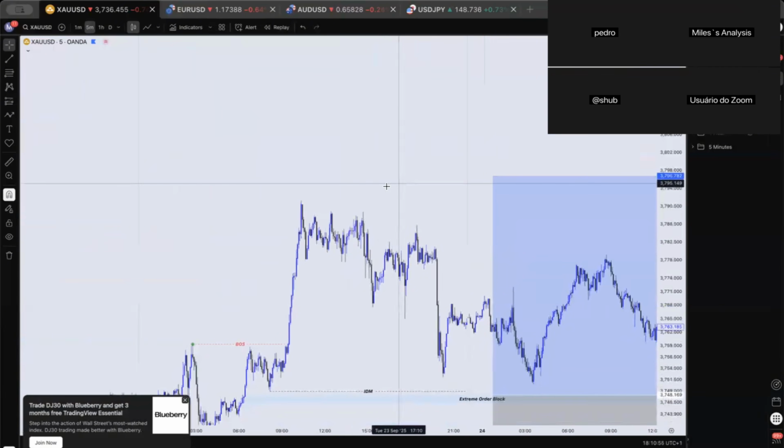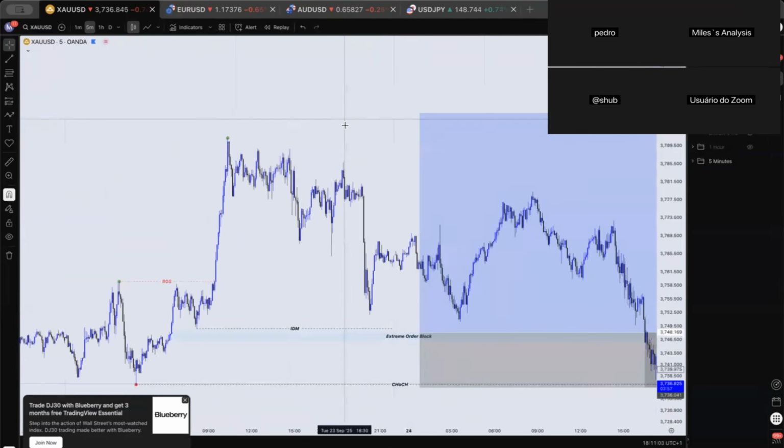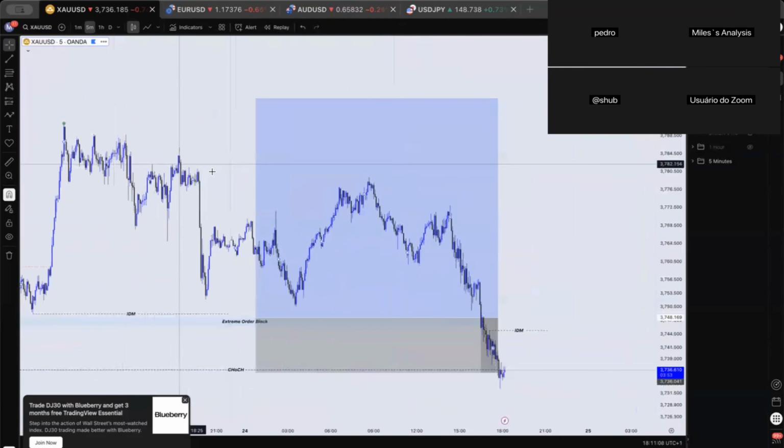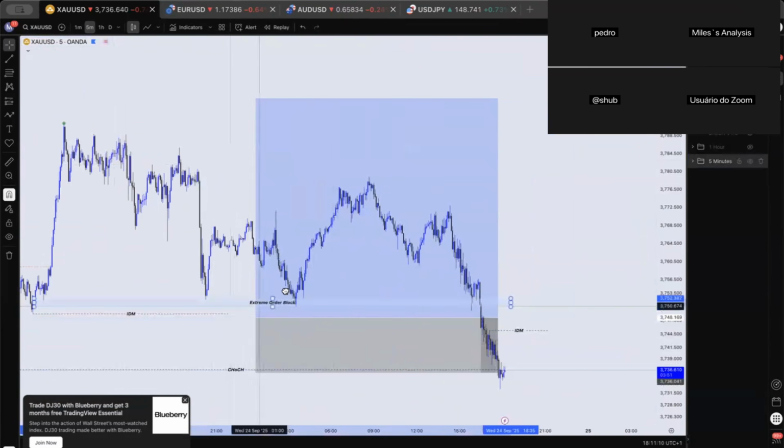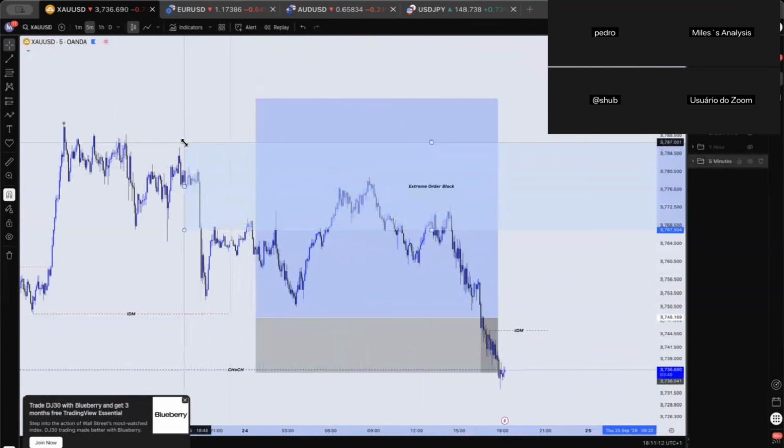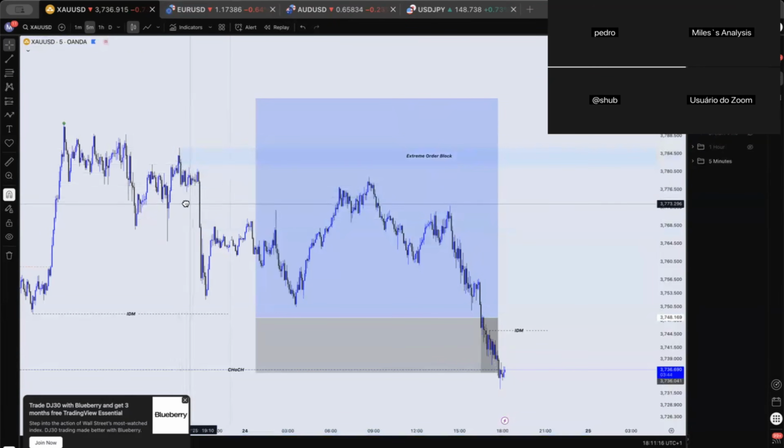So for the extreme, we have to go all the way up to this last created high right here, and then we have to look for an order block. As you can see, all the order blocks were mitigated as price was being delivered except for this one. So this is the last valid extreme order block we have on gold if we were to take shorts.